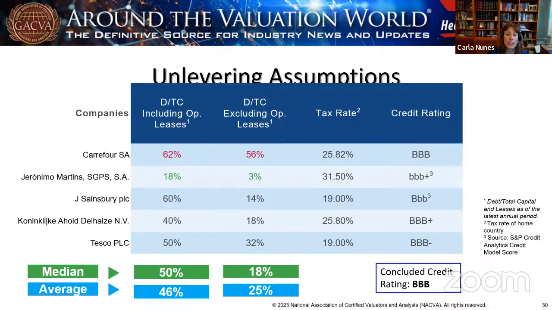So that's the one thing that you want to note: we don't have the exclusion option right now. Right now, our debt over total capital is reflective of all the lease financing. In this case, the median is 50% and the average is 46%, which is quite a bit of debt compared to if you weren't considering the leases in the capital structure, right? If you didn't consider them, you'd be at 18% to 25%, depending on whether you look at the median or average.